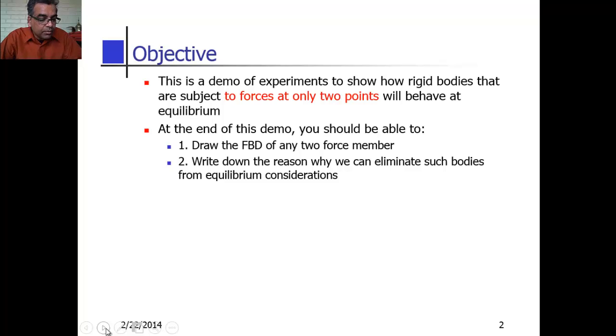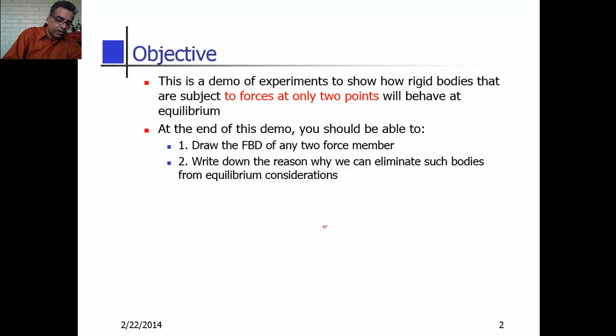So at the end of this demo, you should be able to draw the free body diagram of any two-force member. This sounds easier than it is because people get tricked by this a little bit. Write down the reason why we can eliminate such bodies from equilibrium consideration. The big advantage is we will be able to eliminate such bodies.